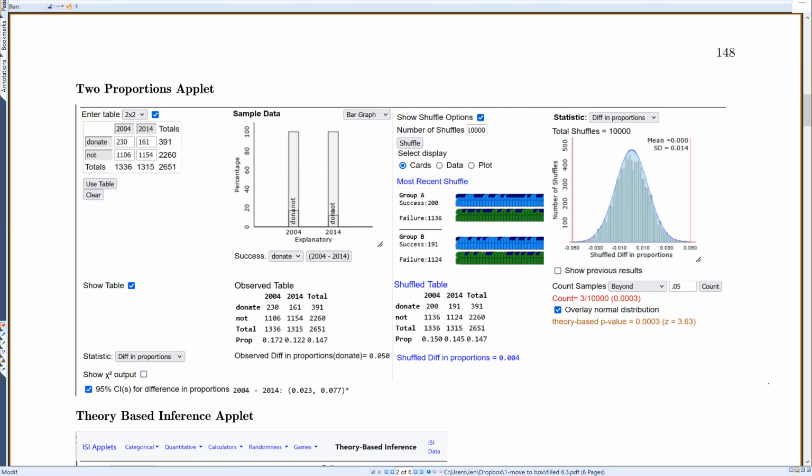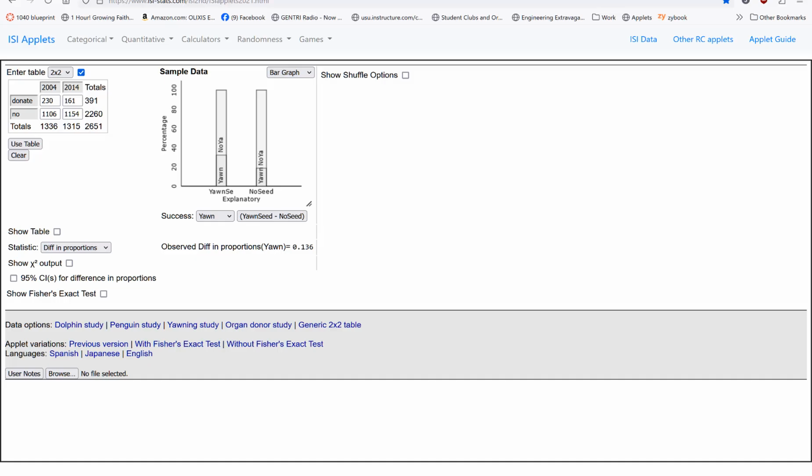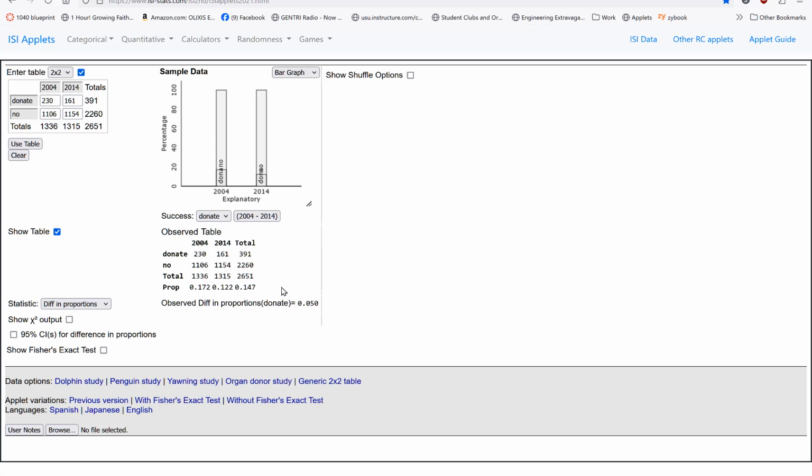Now there are two ways we can put this into our applets. We can use the two proportion applet. Let's pull that up and I'll put the data in. Once you have your two proportion applet pulled up, you put in all your data. Remember, for the applet to work, you have to put the explanatory variables, the groups that you're comparing, along the columns. Click Use Table, and make sure that the thing you're interested in, whether or not they donate, is what you're looking at, and we're doing 2004 minus 2014. We could have switched that, but that's just the order I'm going to do. Click Show Table. This will show you your table here. It will show you your observed difference in proportions.